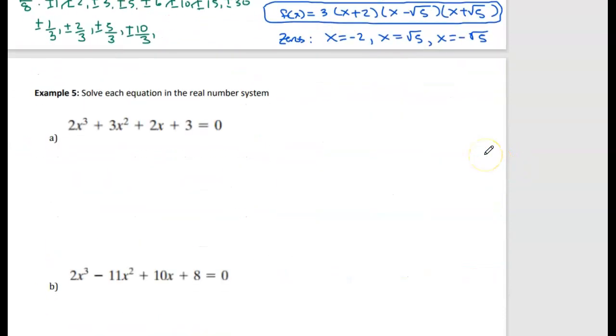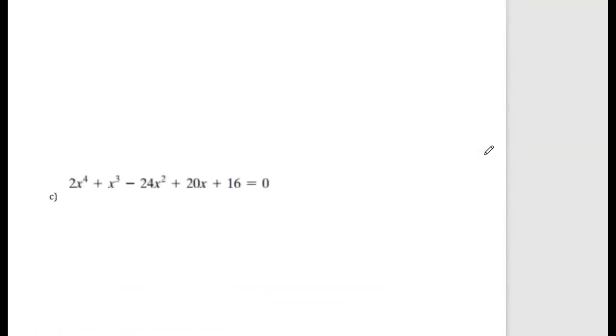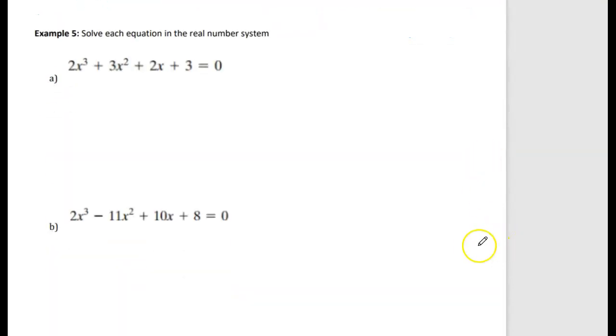Alright, let's look at next example. Solve each equation in the real number system. Basically, this is exactly like the other problems because we want to factor it and then find the zeros. Okay, so we're going to go through the same process. Alright, so we can see because this is degree 3, it's going to have at most 3 solutions.